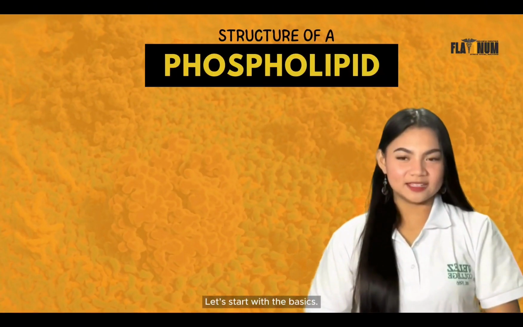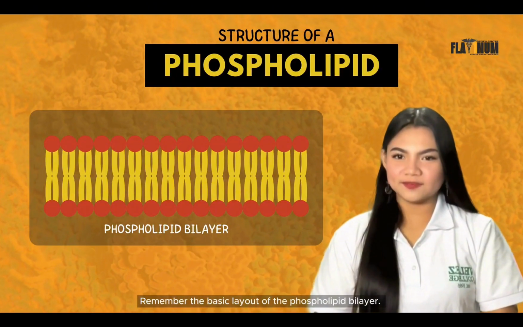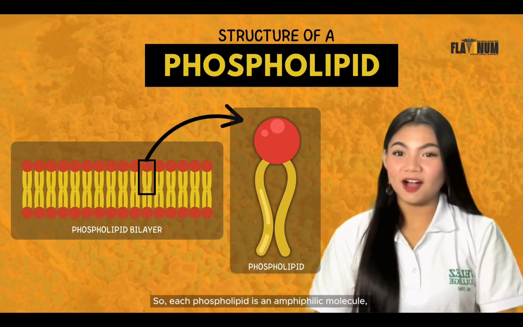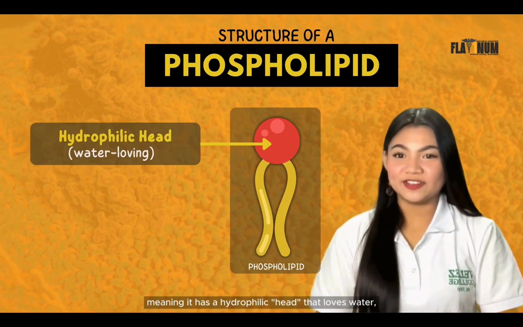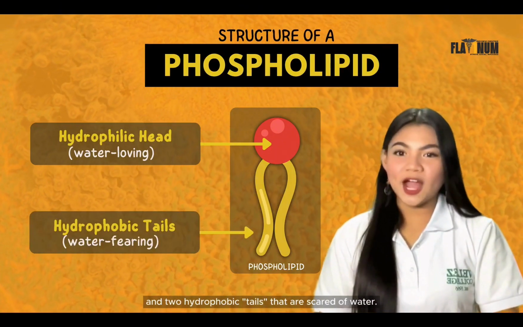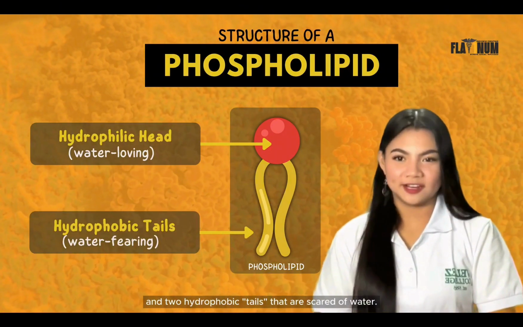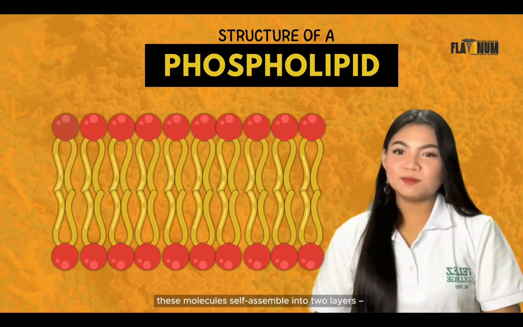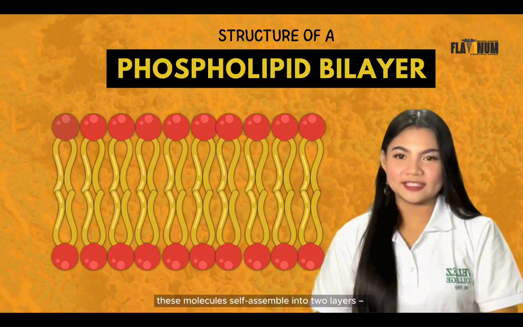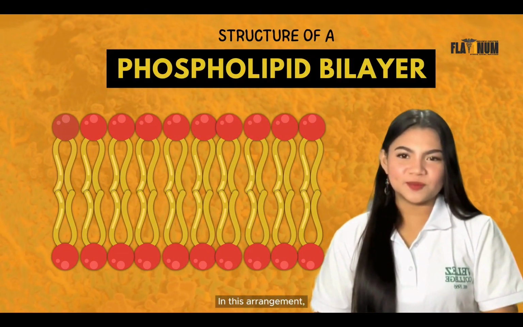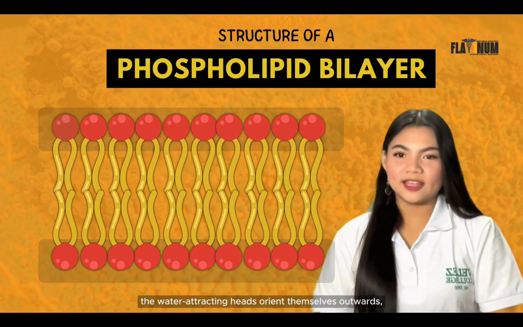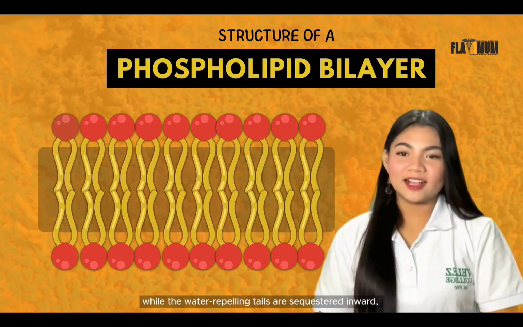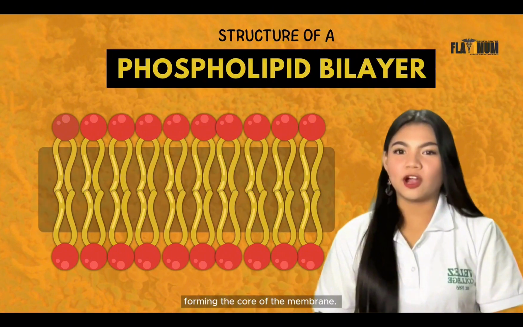Let's start with the basics. Remember the basic layout of the phospholipid bilayer. Each phospholipid is an amphiphilic molecule, meaning it has a hydrophilic head that loves water and two hydrophobic tails that are scared of water. Because of this, when placed in an aqueous environment, these molecules self-assemble into two layers, a bilayer. In this arrangement, the water-attracting heads orient themselves outwards, facing the surrounding water, while the water-repelling tails are sequestered inward, forming the core of the membrane.